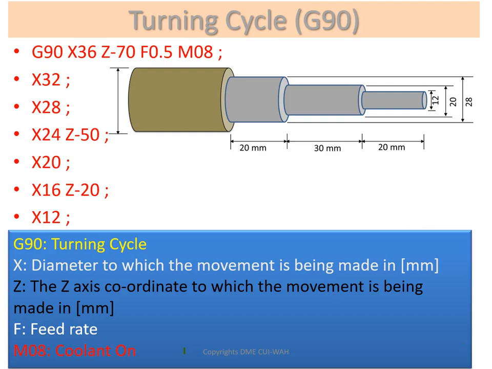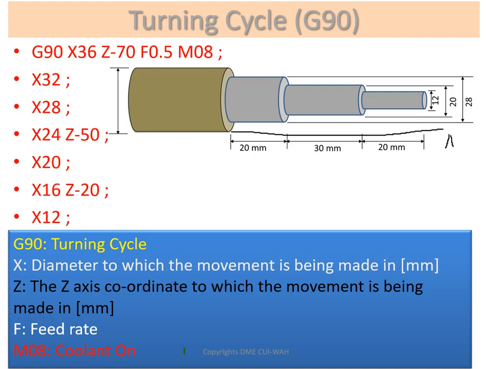Now explaining a turning cycle, remember this was our raw material and this is our required step turning operation. This was the original diameter of 40 mm and we have to reduce it in steps to 28 mm, 20 mm, and this one is 12 mm, up to different lengths. So what this cycle is doing, first one is X36 Z minus 70. Now remember in the previous slide we have set X42 and Z2. Let's say this is the 40 mm line. With X42 and Z2 our tool was at this position.